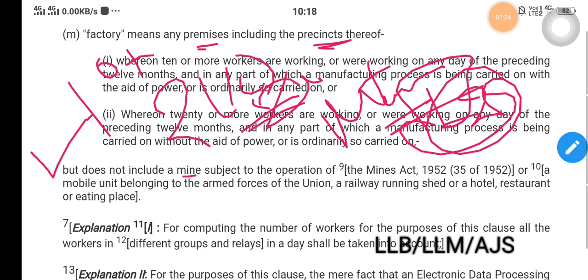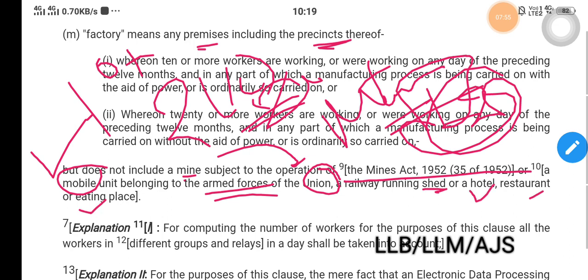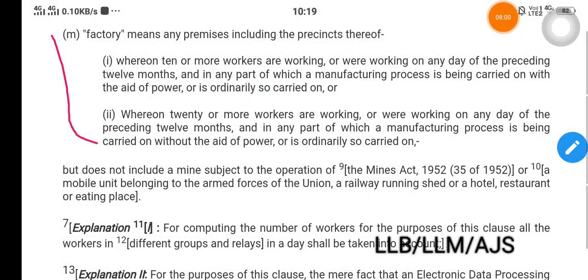So a mine is not included, subject to the operations of the Mines Act 1952, 35 of 1952, because mines are subject to the operations of the Mines Act, which is already enacted. Or a mobile unit belonging to the armed forces of the Union, a railway running shed, or a hotel, or a restaurant or eating place. These things are excluded from the definition of factory. So what is excluded? These things.